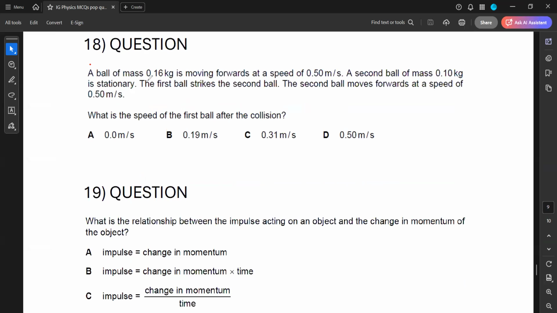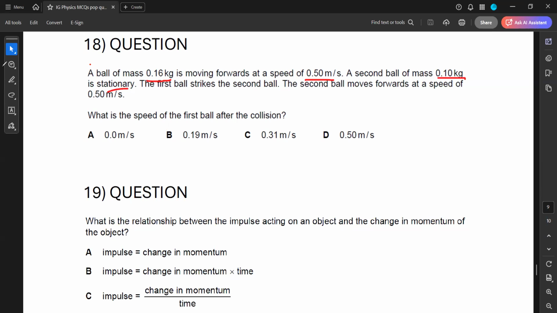A ball of mass 0.15 kilogram is moving forward at a speed of 0.5 meters per second. A second ball of mass 0.15 kilogram is stationary. The first ball strikes the second ball and the second ball moves forward at a speed of 0.5. What is the speed of the first ball after the collision?